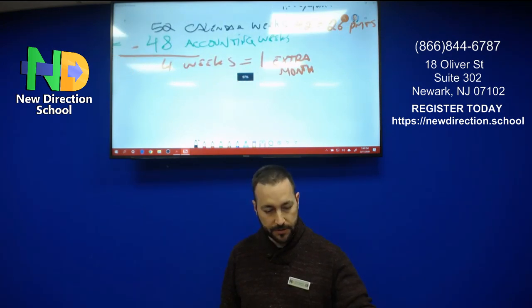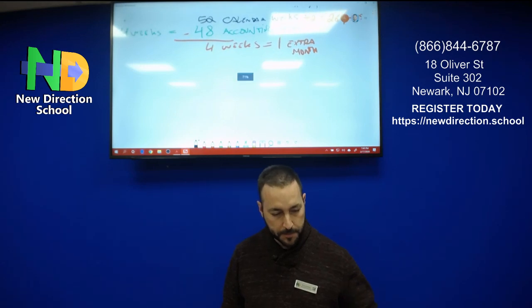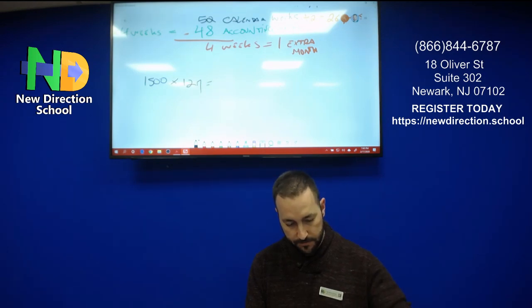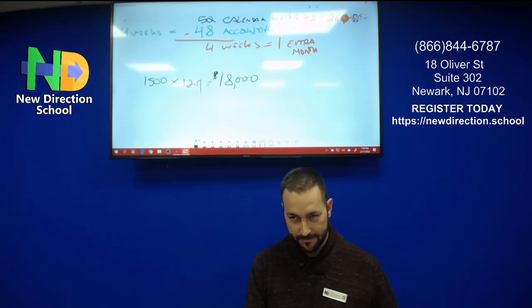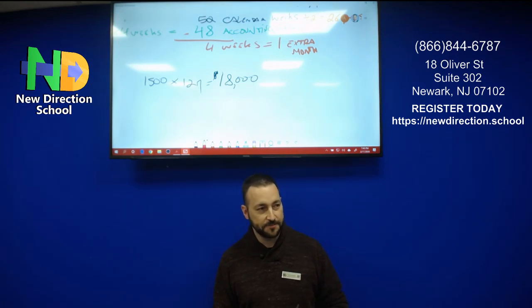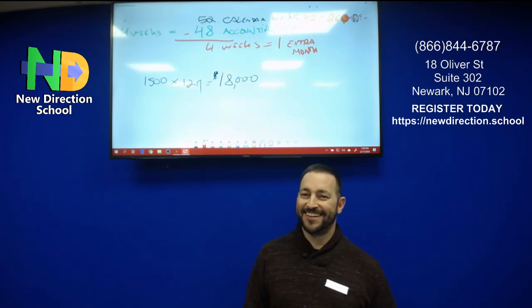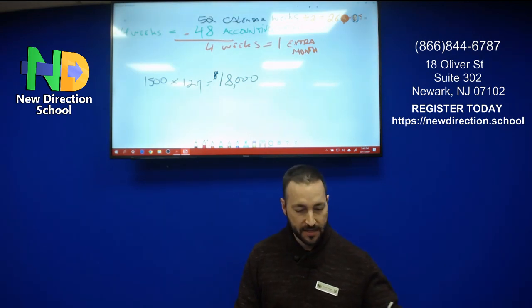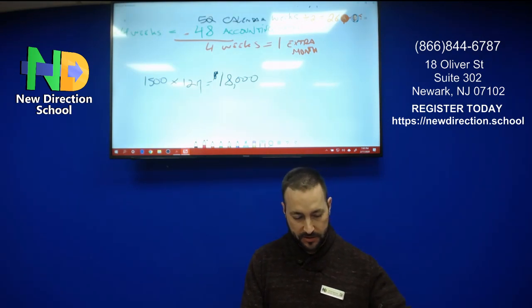That means if we have monthly payments in the regular structure, hold on, let me bring it here. So 1,500 times 12 months equals 18K total. I mean, give it a try, 1,500 times 12. You good? All right. But let's say you split the payment in half, so it's 750.